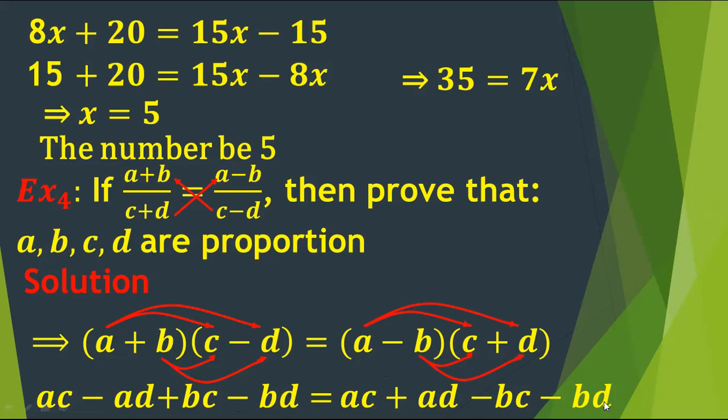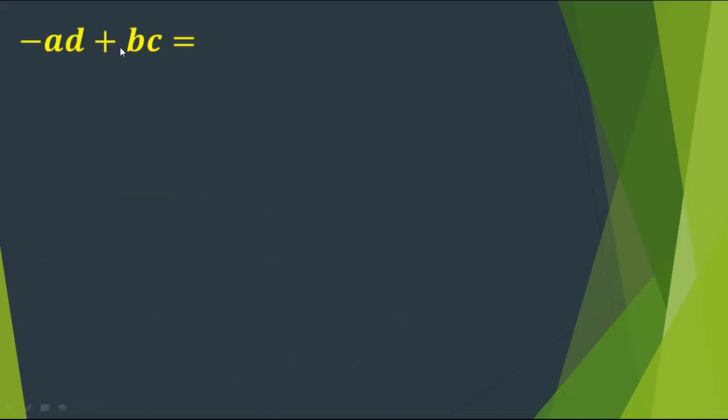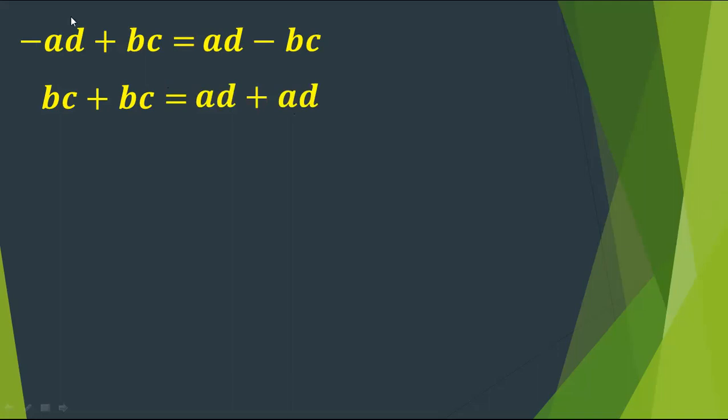If we have the same terms in the left hand side and right hand side, cancel them. We have ac and ac, cancel. Also, we have negative bd and negative bd, cancel. And write the rest, write the remainder. Then we have negative ad plus bc equals ad minus bc. We can write the same terms on one side. Then transform negative bc to the other side with positive bc equals ad plus ad.